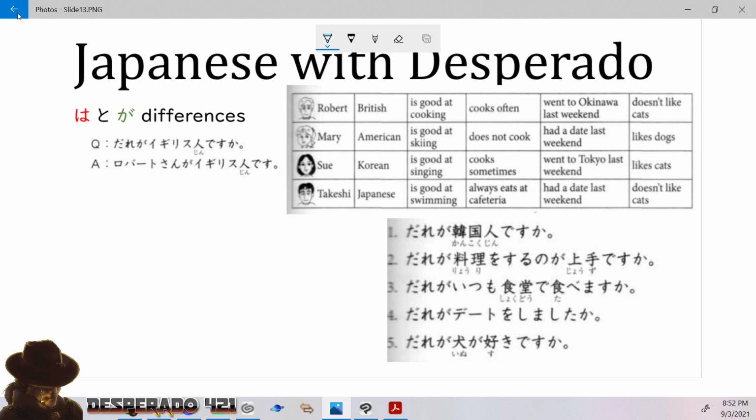All right, so the next one. Dare ga inu ga suki desu ka? Got ourselves a double ga right there. So, dare ga inu ga suki desu ka? So, Mary-san ga inu ga suki desu. Very good. Say it one more time. Let's try and not use the ka. Mary-san ga inu ga suki desu. Fantastic. Very good. All right, so let's move on to the next part here.